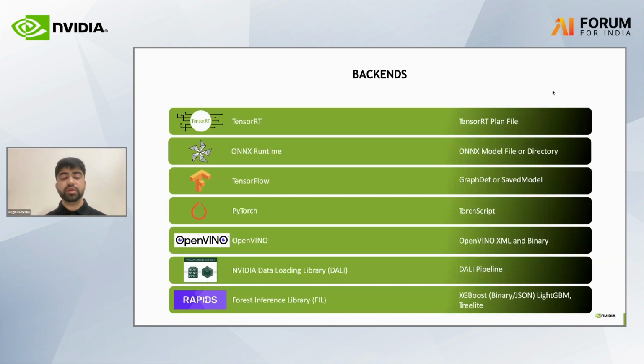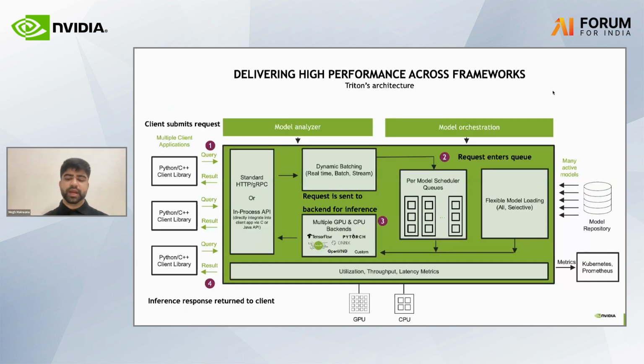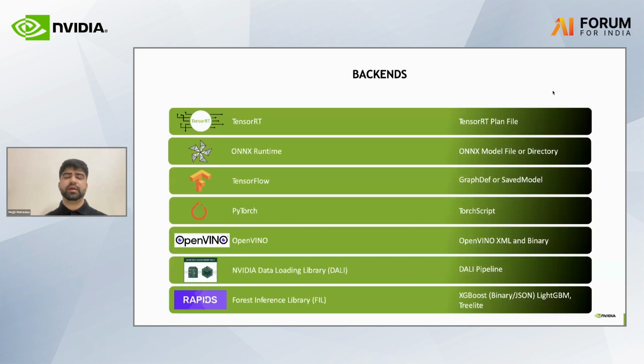Additionally, we also support other libraries like OpenVINO, which is built by Intel to run inference on top of CPUs as well. Additionally, if you want to accelerate your data pre-processing, you can also do it using the DALI package that we provide. And then if you're working with machine learning models like say XGBoost, LightGBM, Random Forest, and others, you can also use the FIL library from RAPIDS and serve your models inside Triton. So Triton is extremely flexible. It's not specifically built for any framework, but it allows you to serve models from all these different backends very efficiently.